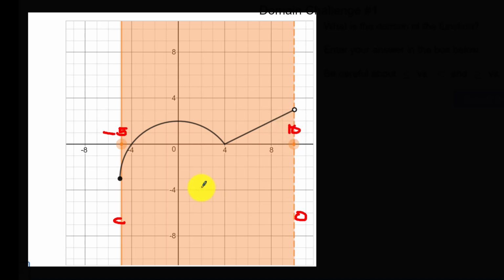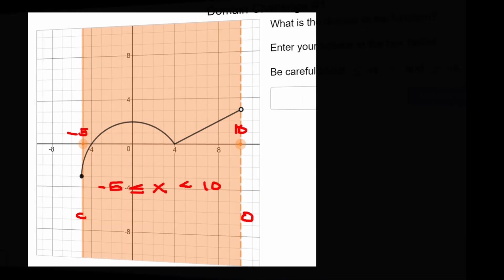So to write our domain, x should be greater than or equal to -5, less than 10. Now again, I have here less than without the line under because we have here an open circle. And then here I have a line under because my left endpoint is a closed circle.